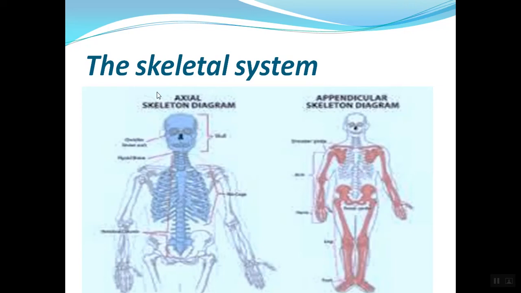The axial skeleton is the axis. It is lying in the middle. It consists of the skull, the rib cage, and the backbone. The appendicular skeleton is the branches, which are two upper limbs and two lower limbs.